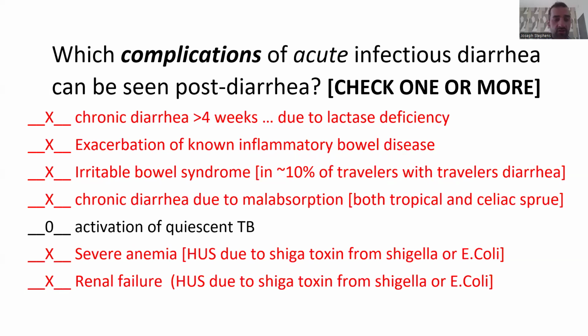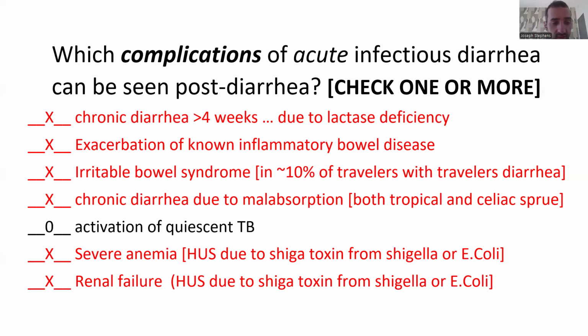Okay, next question. Which complications of acute infectious diarrhea can be seen post-diarrhea? And you can check as many as are possible. So all of the following can happen as a complication after acute infectious diarrhea. So one, people can have chronic diarrhea for over 4 weeks after the acute infection, and it's because they actually have a temporary lactase deficiency.